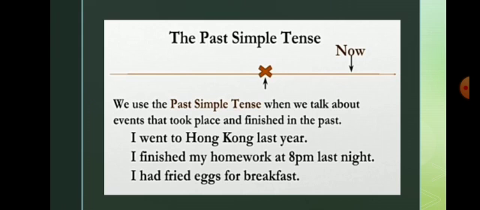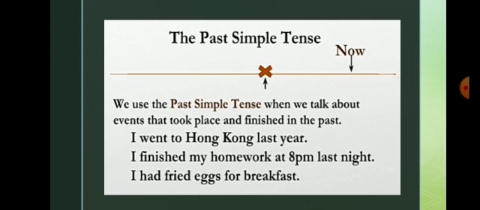Yes. What is past tense? We use the simple past tense when we talk about events that took place and finished in the past. Already it happened. That we call past tense. For example, I went to Hong Kong last year. Here, went. What is the present form of went? Go. Okay. Here, it happened last year. It finished off. So this sentence we call past tense.